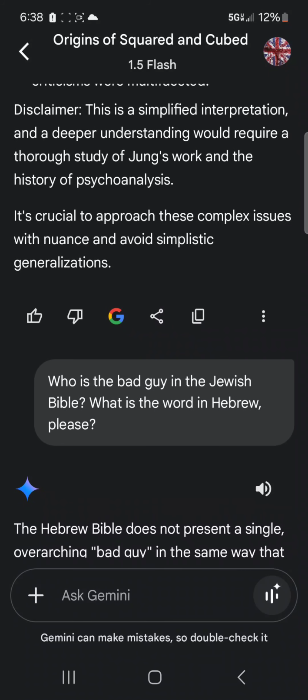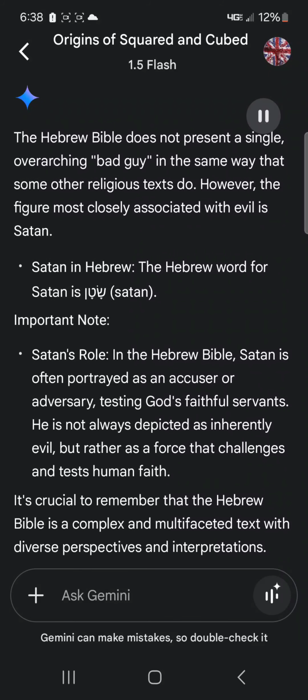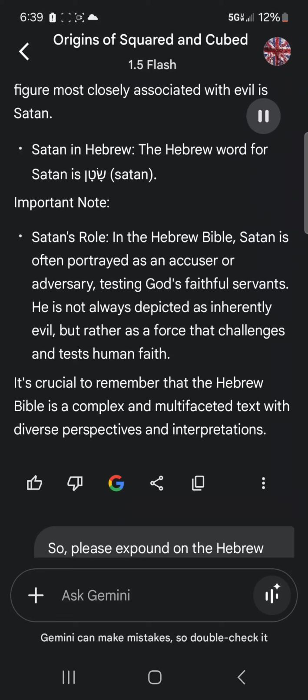Who is the bad guy in the Jewish Bible? What is the word in Hebrew, please? The Hebrew Bible does not present a single, overarching bad guy in the same way that some other religious texts do. However, the figure most closely associated with evil is Satan. Satan in Hebrew. The Hebrew word for Satan is ha-satan. Important note: Satan's role. In the Hebrew Bible, Satan is often portrayed as an accuser or adversary, testing God's faithful servants. He is not always depicted as inherently evil, but rather as a force that challenges and tests human faith. It's crucial to remember that the Hebrew Bible is a complex and multifaceted text with diverse perspectives and interpretations.